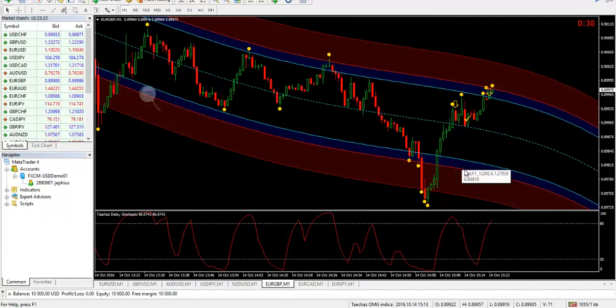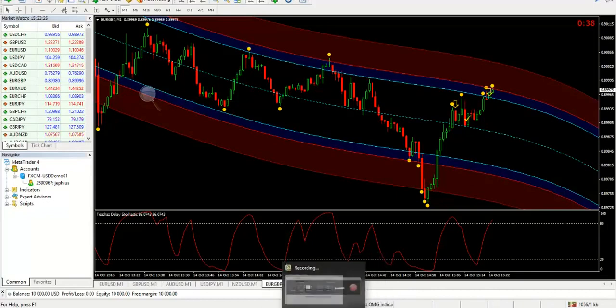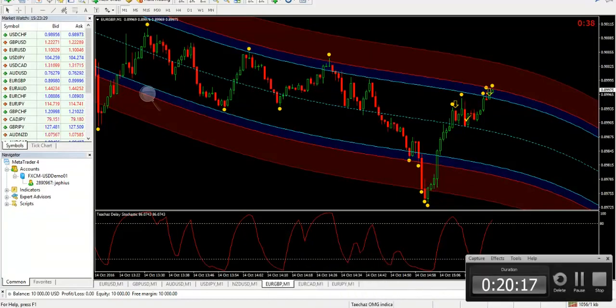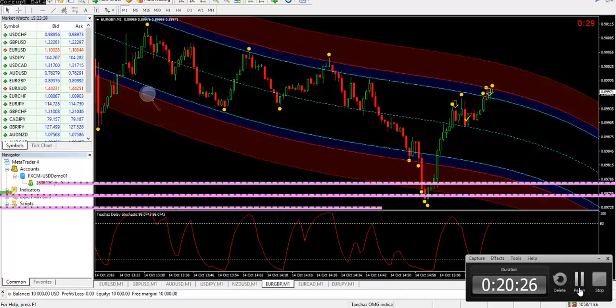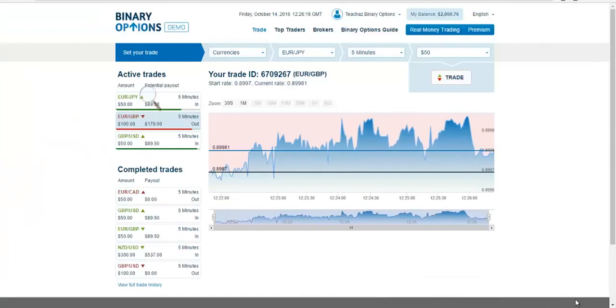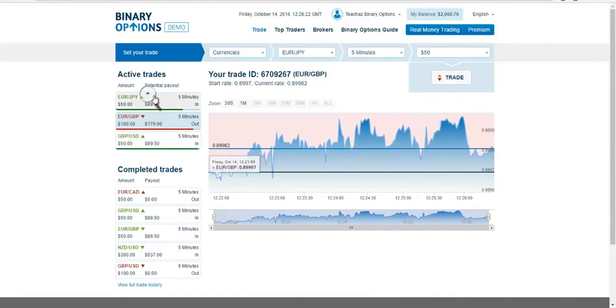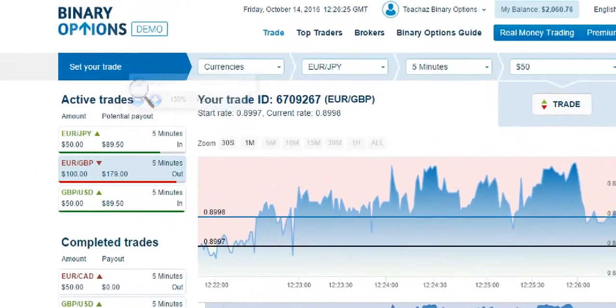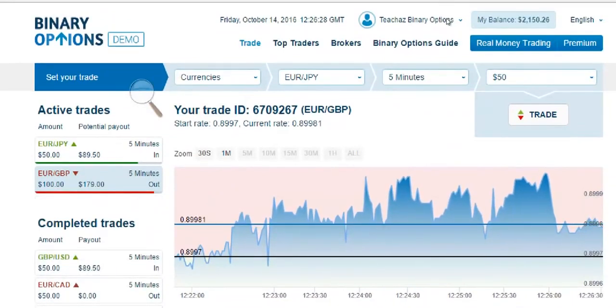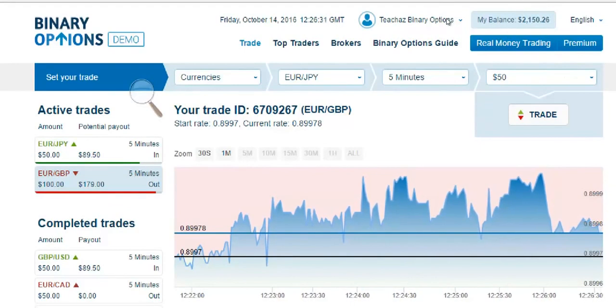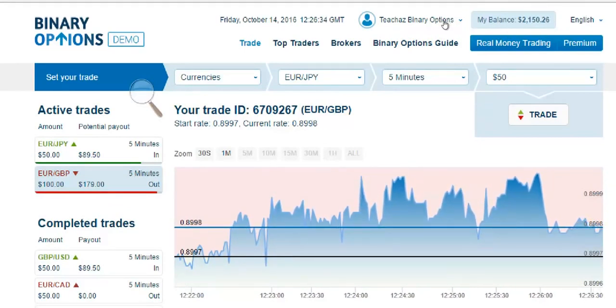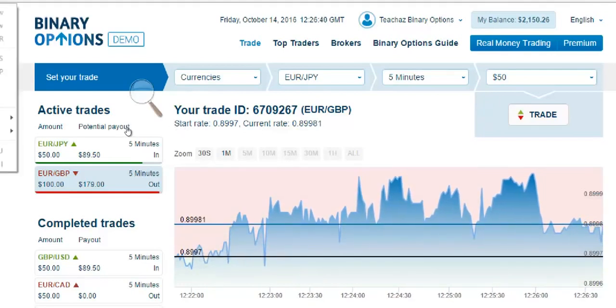Since I want to make this video very short, I think it's very wise if I pause this video and come back when the trade's about to expire. So let me just pause the video. So we are back, guys, and if you check the trades about to expire, you can also check on the right corner the balance has increased. Now my balance is 2150, and I've lost another trade, this one, which is a $100 trade. Looks like a losing trade to me.